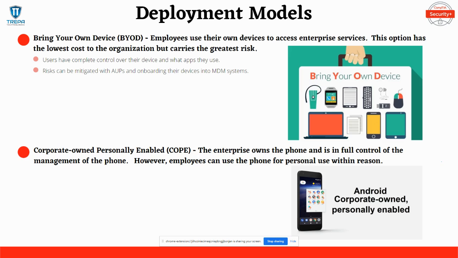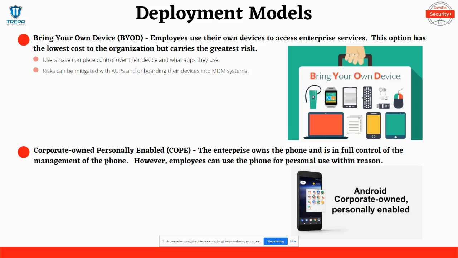And let's go over some different deployment models for our mobile devices. So we have bring your own device policy, which will have users use their own devices to access enterprise services. Now, this can be a risky implementation because you cannot control everything a user does on their device. However, you can have users sign an AUP and onboard their devices into the company's mobile device management systems.